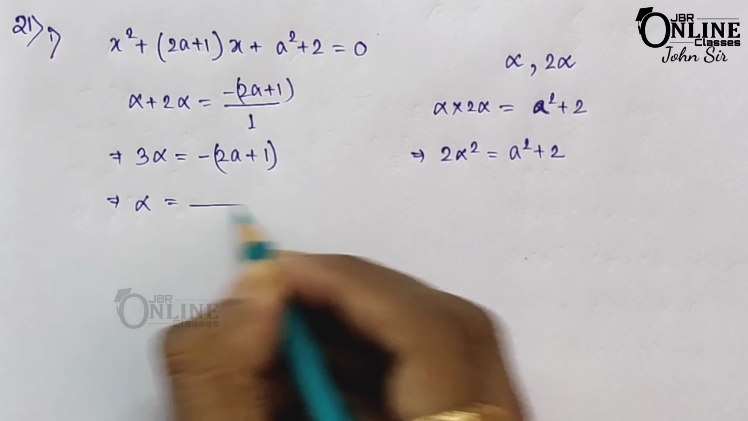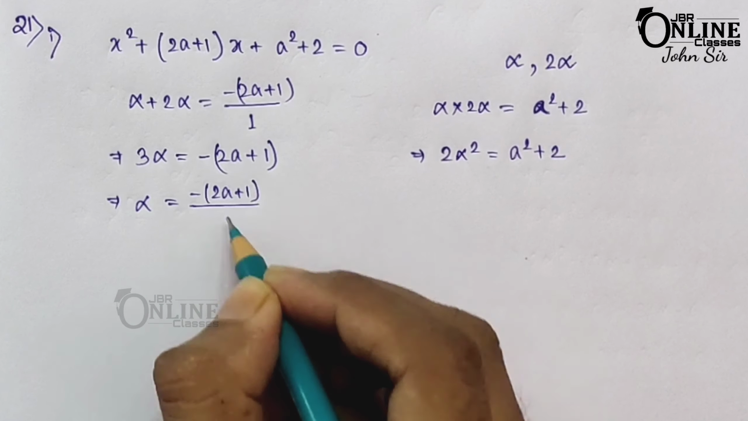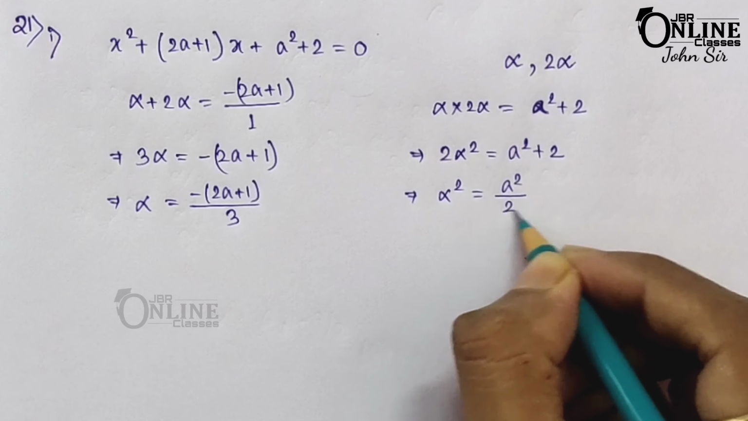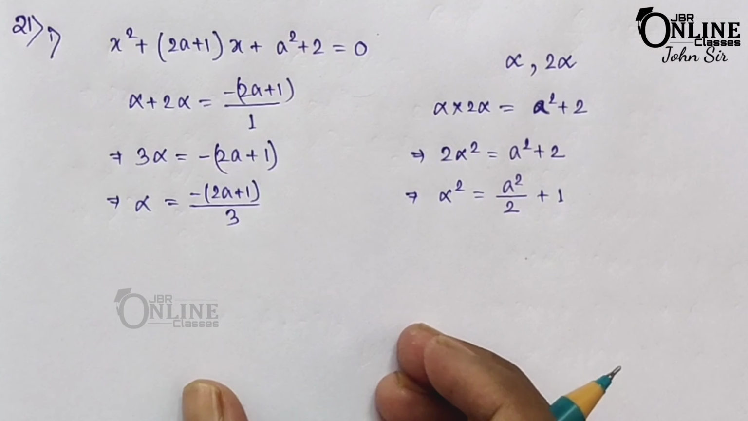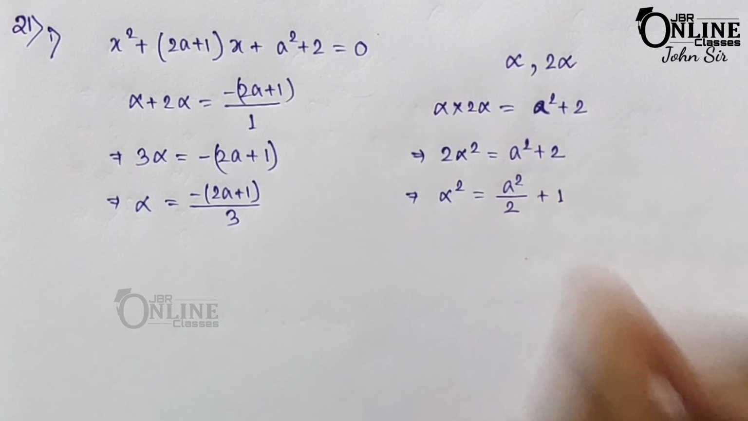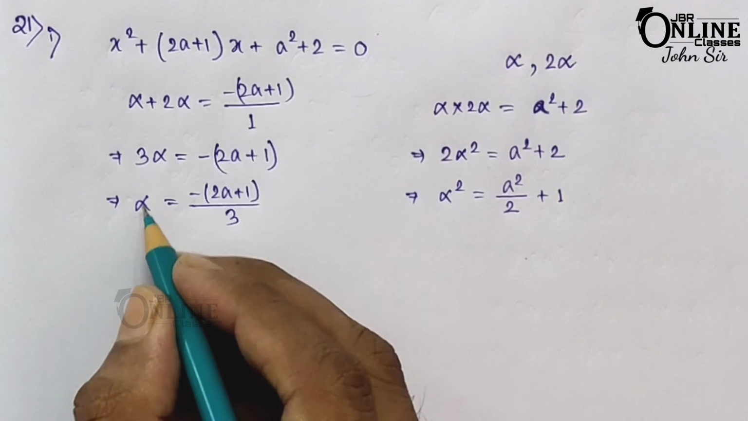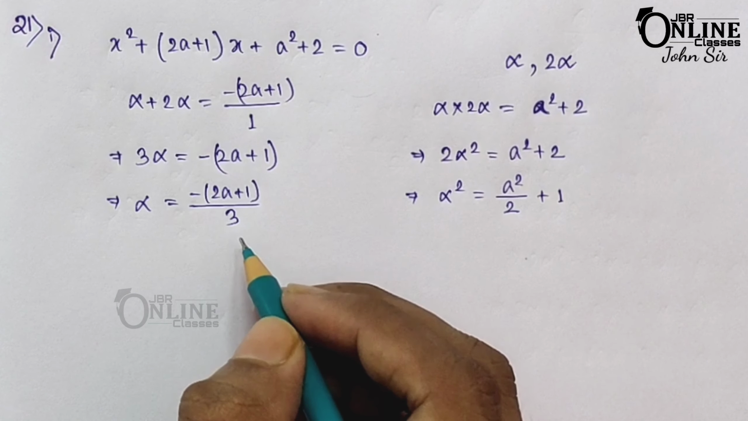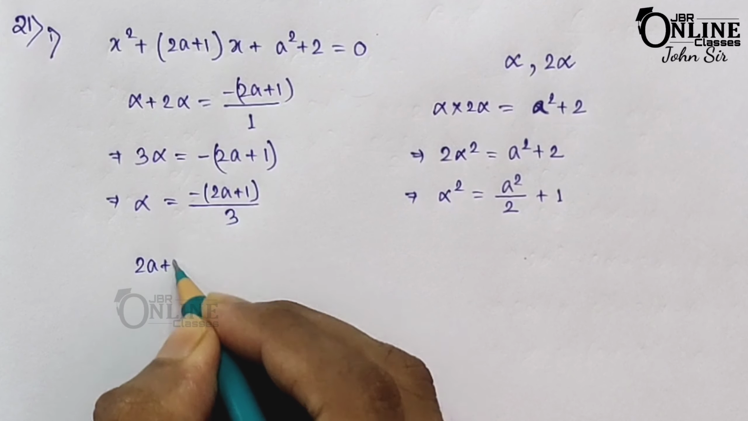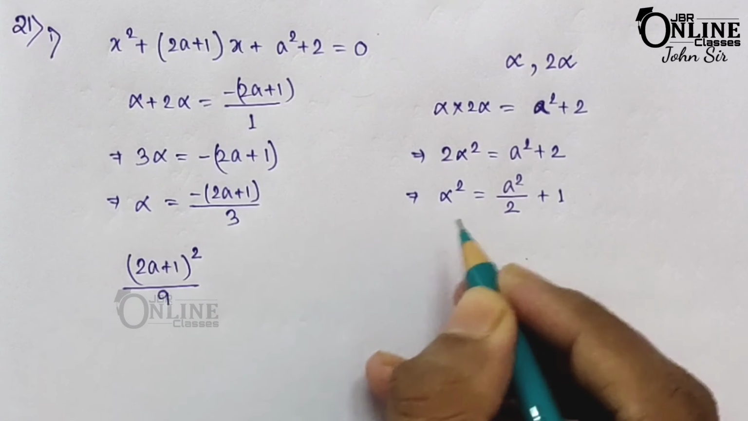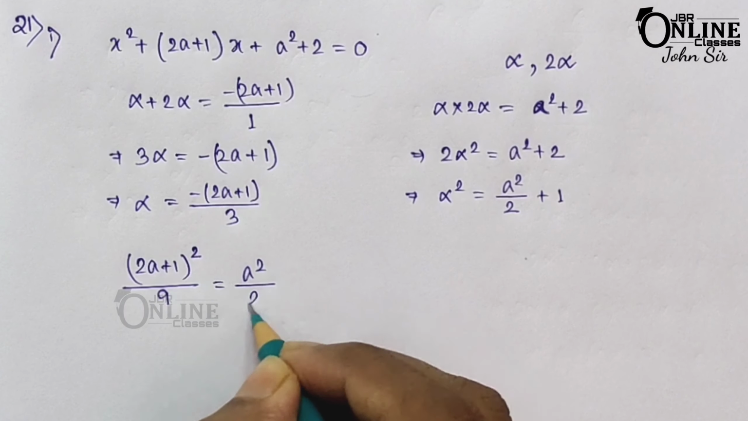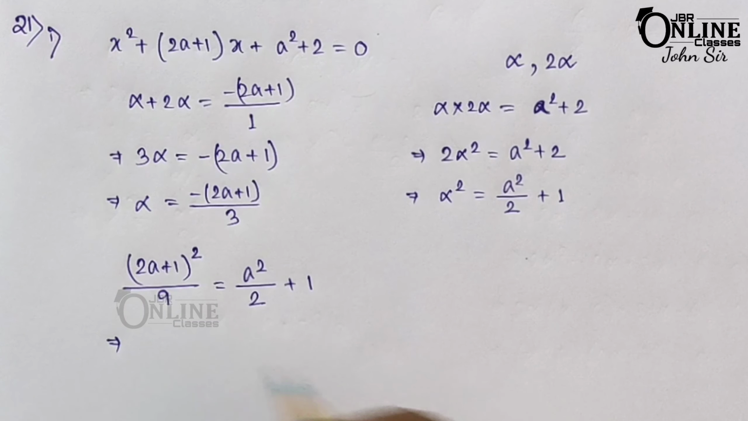So here alpha equals minus 2a plus 1 by 3, and alpha square equals a square by 2 plus 1. As alpha equals this one and alpha square equals this one, you can just write alpha square as the whole square of this one. So just put down this value here. It will be 2a plus 1 whole square, and the lower one will be 9 because 3 whole square is 9, that equals a square plus 2 plus 1.